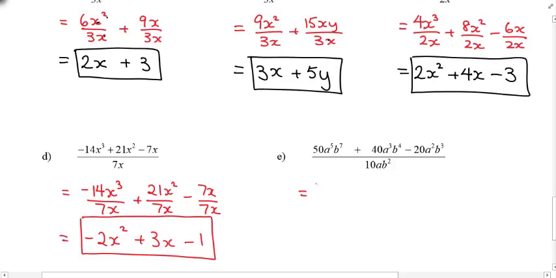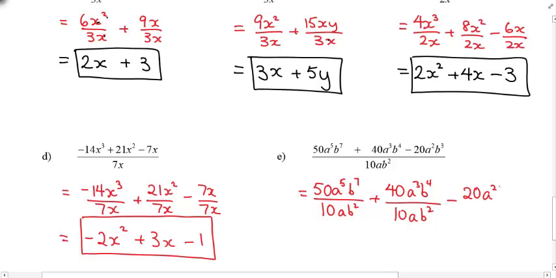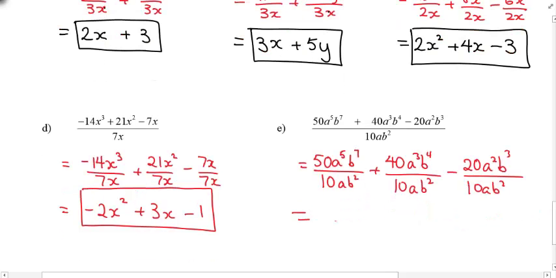Whoa, E looks scary, but you know what? Same ideas. You're like, wow, this got hard fast. Okay. Let's deal with the numbers.